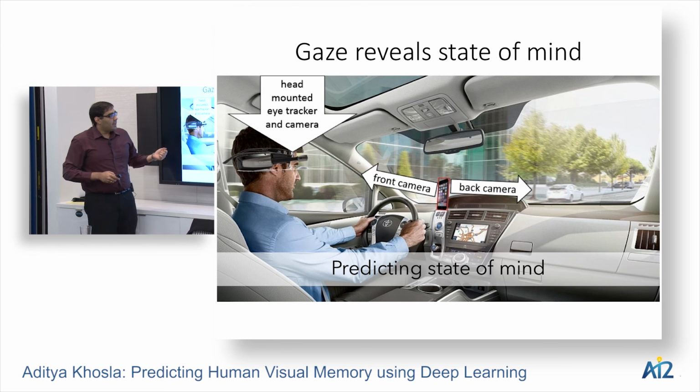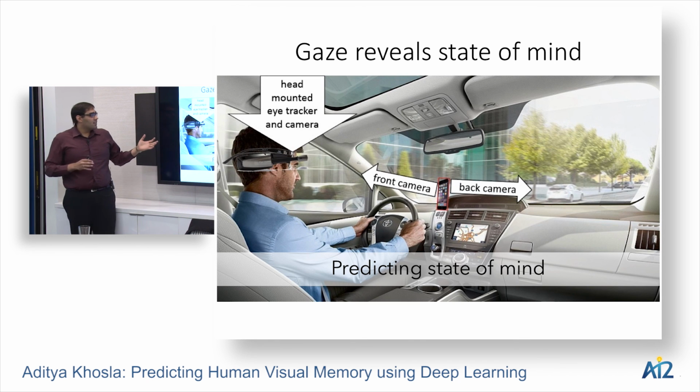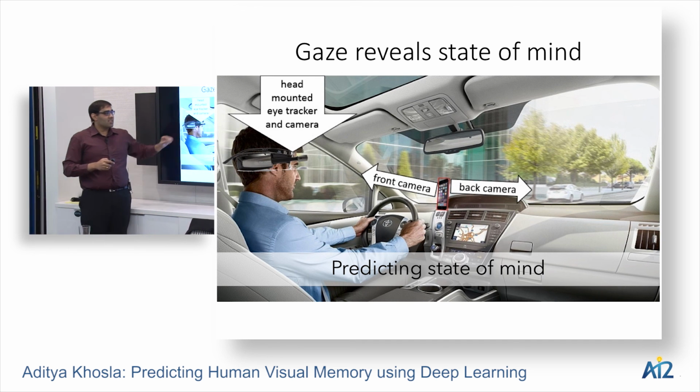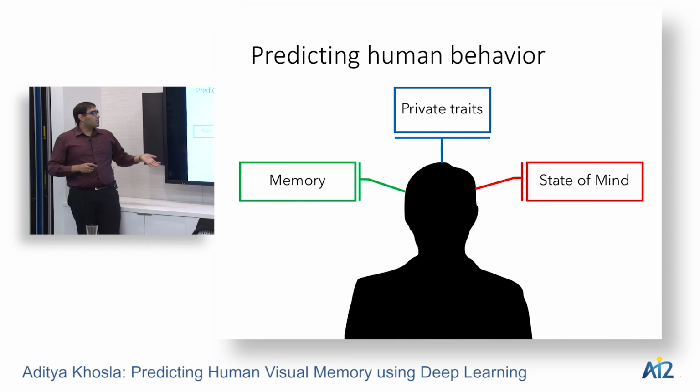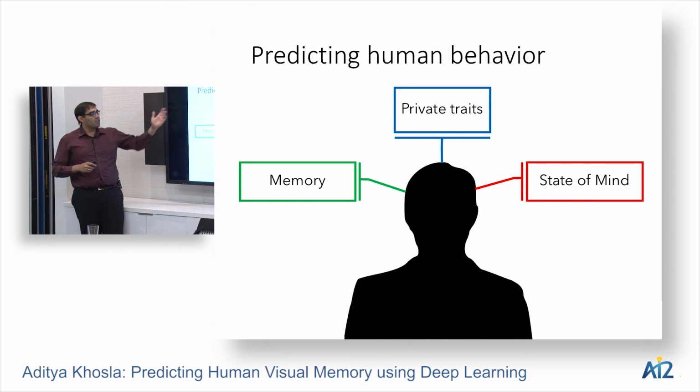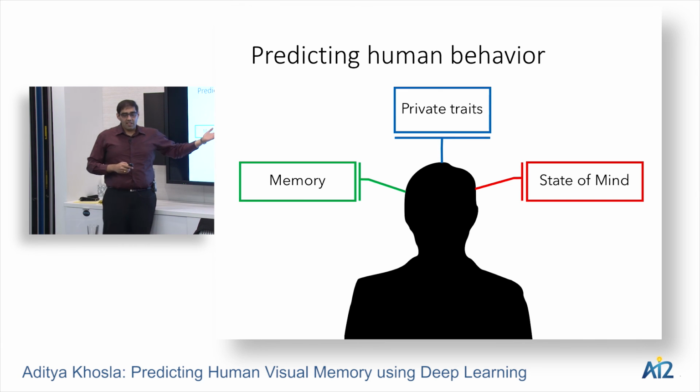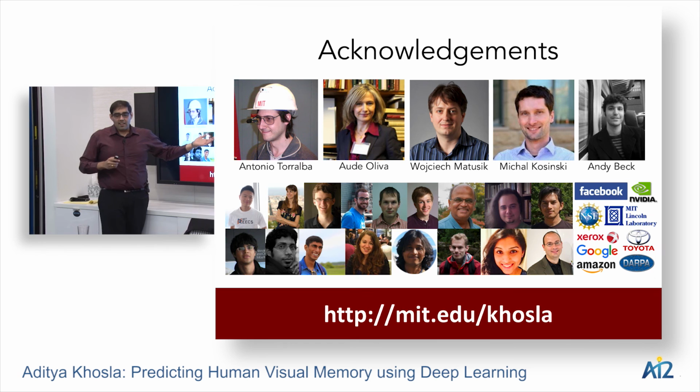Now, combining these things, this is a system which is potentially capable of predicting state of mind, but I will not go over this since I'm running out of time. So in summary, I talked about how we can predict human memory, private traits, as well as someone's state of mind. And with that, I'd like to end my talk.